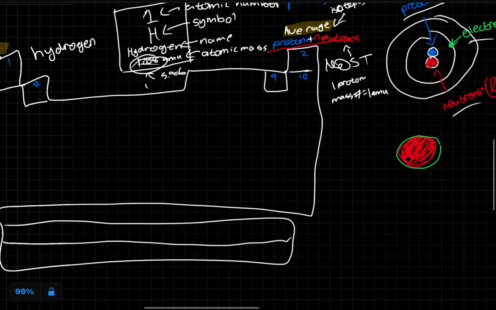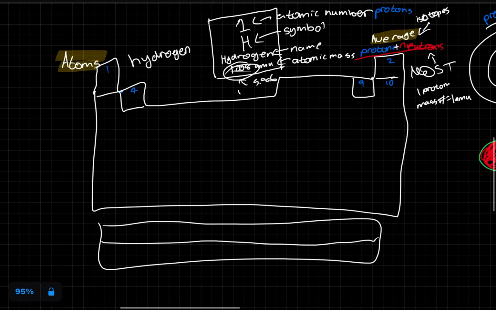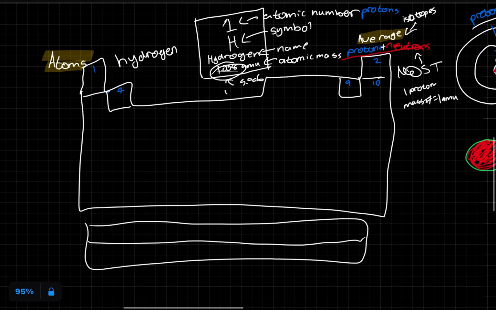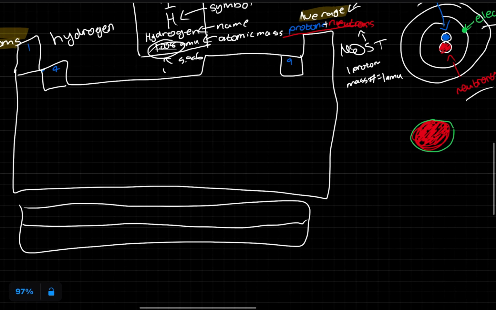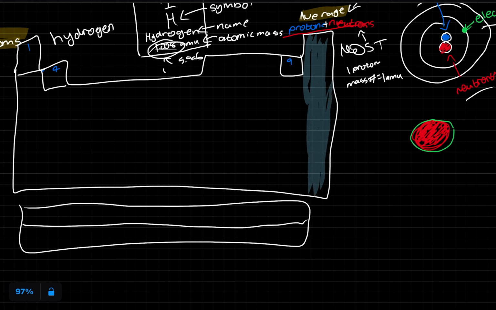Okay, so to wrap up this video, I'm going to start talking about the periodic table and the parts of it. This area right here, this is the last column. These are called the noble gases.